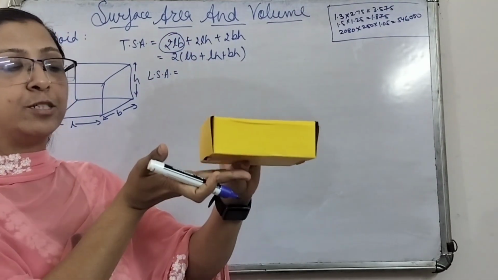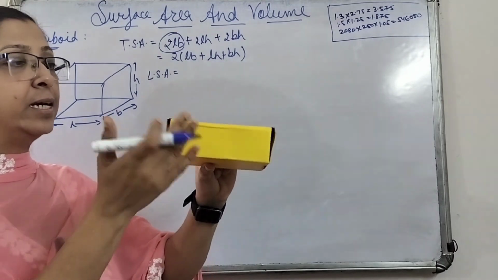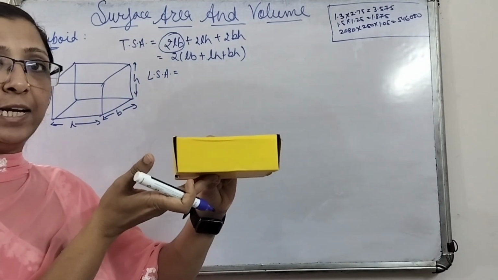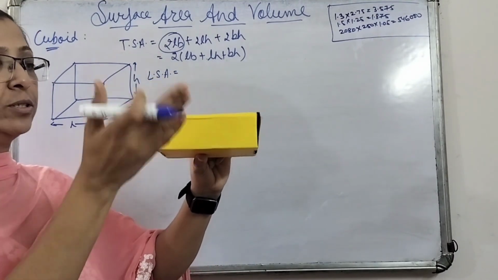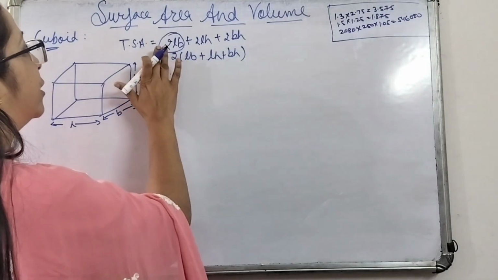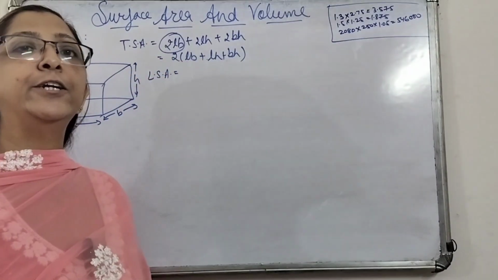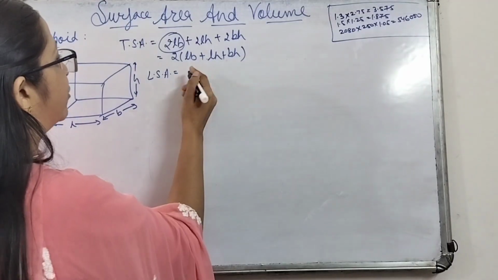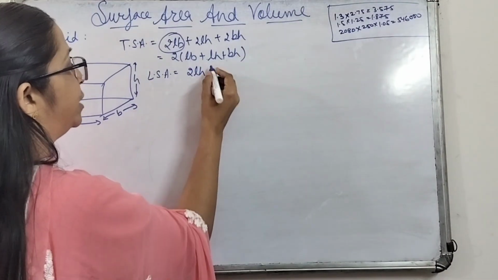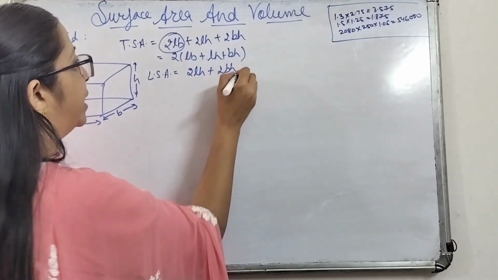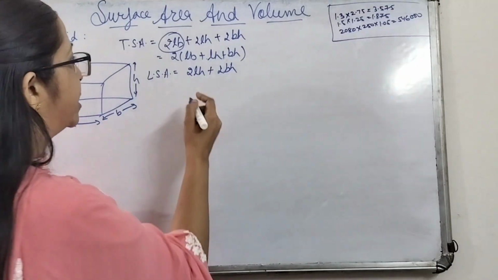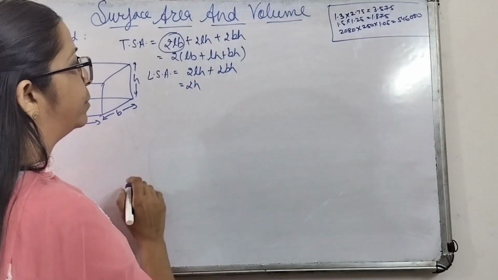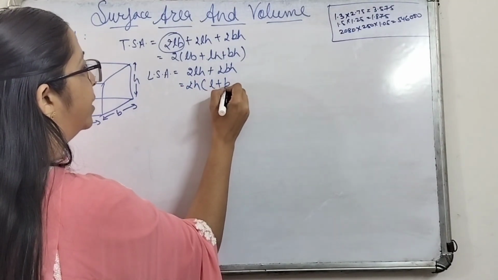This uppermost and this bottommost portion we are not taking. The area of this is L into B, L into B of this portion. So we are not taking 2 into L into B for finding the lateral surface area. The remaining area will be 2 into LH plus 2 into BH. This will be the lateral surface area. Over here 2H can be taken common and it will be L plus B.